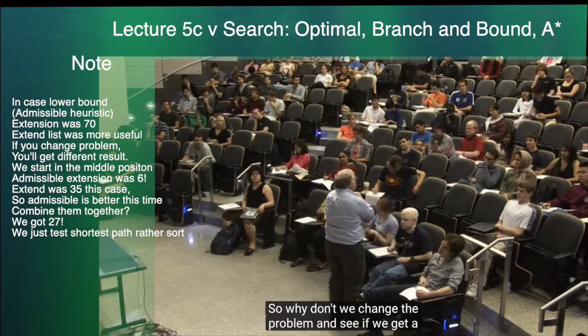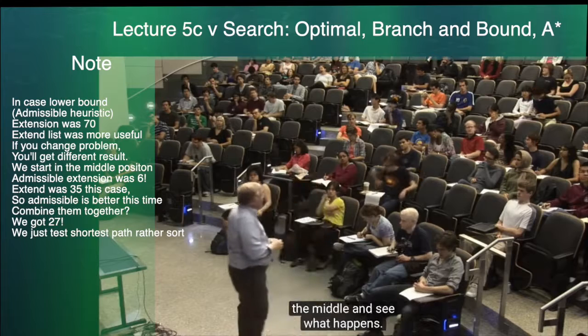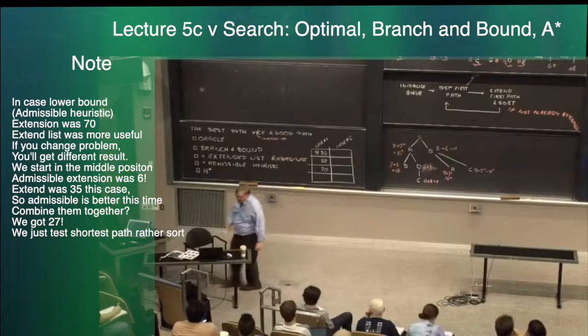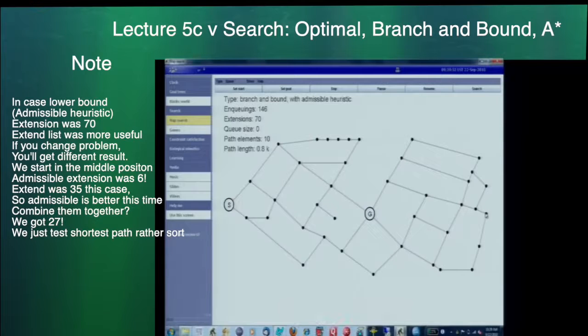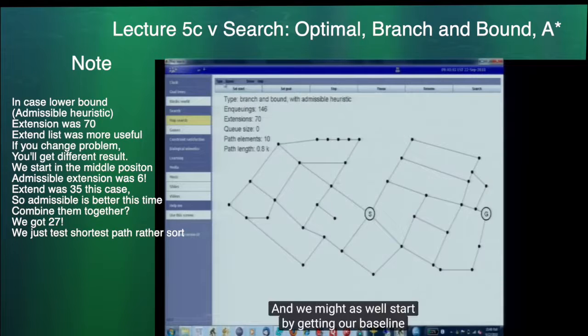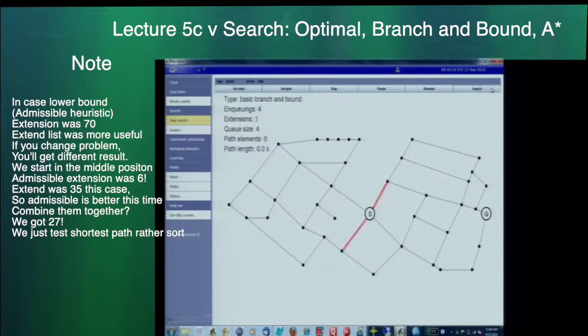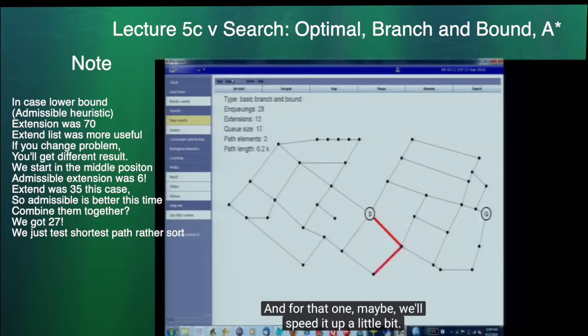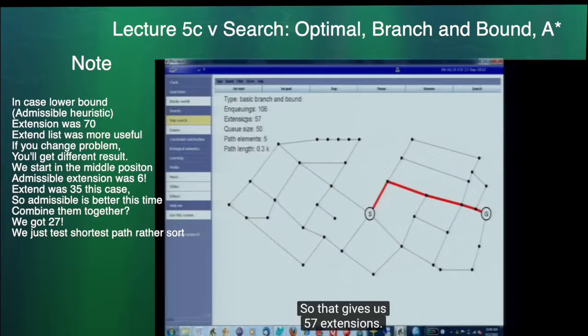So why don't we change the problem and see if we get a different result? Instead of starting on the extreme left, let's start in the middle and see what happens. So I'll readjust my starting position to be right there. Oops, that's the wrong adjustment. And we might as well start by getting our baseline, the branch and bound without anything. And for that one, maybe we'll speed it up a little bit. So that gives us 57 extensions. It's an easier problem.